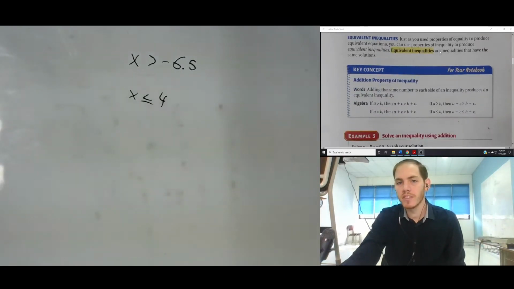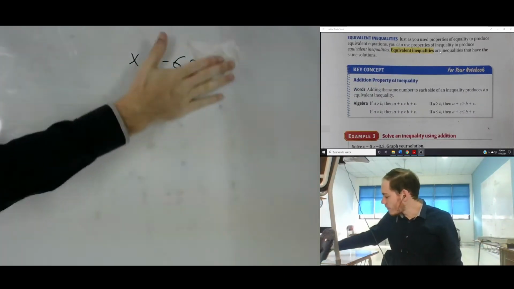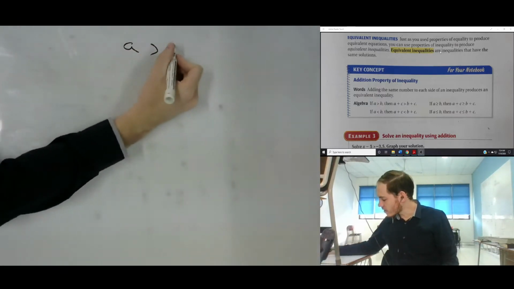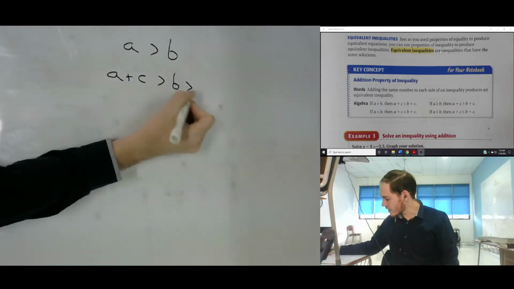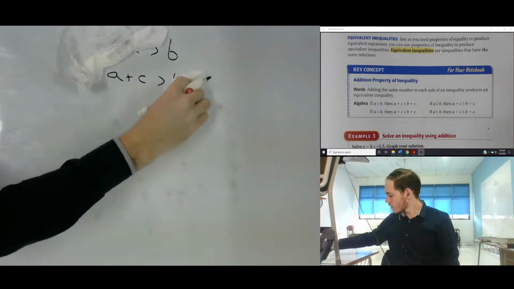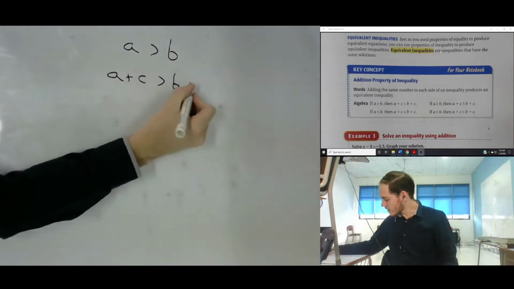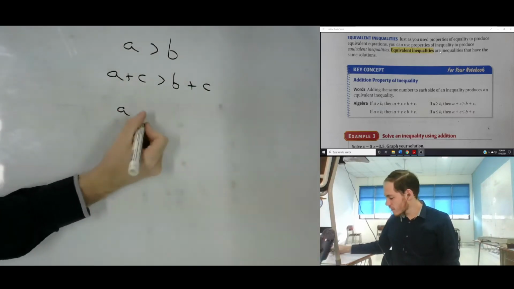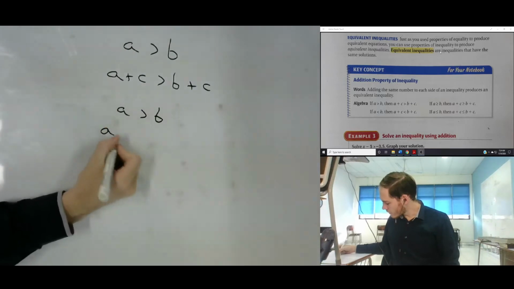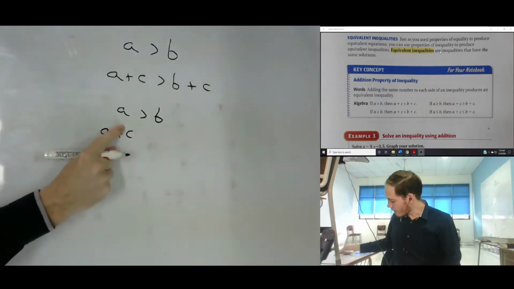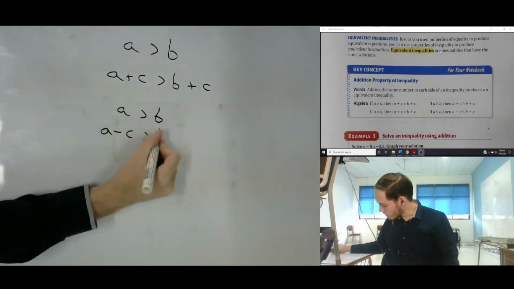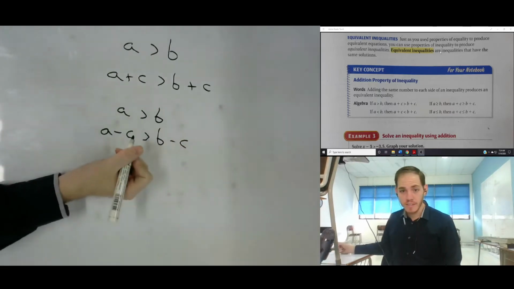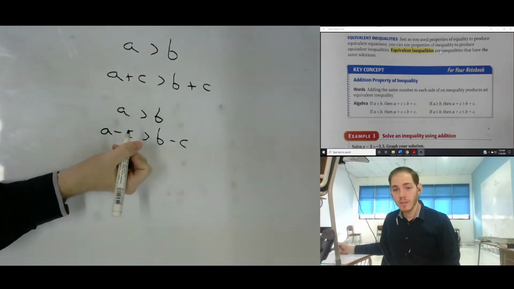Equivalent inequality. So if you add or subtract, it's going to be the same. If you have a is greater than b, and you add c to both sides, it's going to stay the same. Same thing, if a is larger than b, then a minus c is going to be larger than b minus c. So these are equivalent expressions.